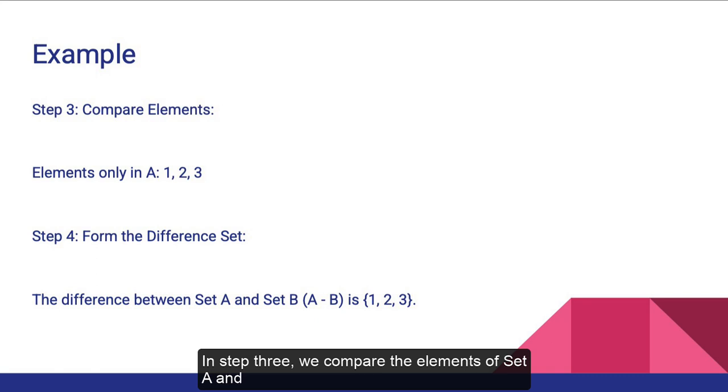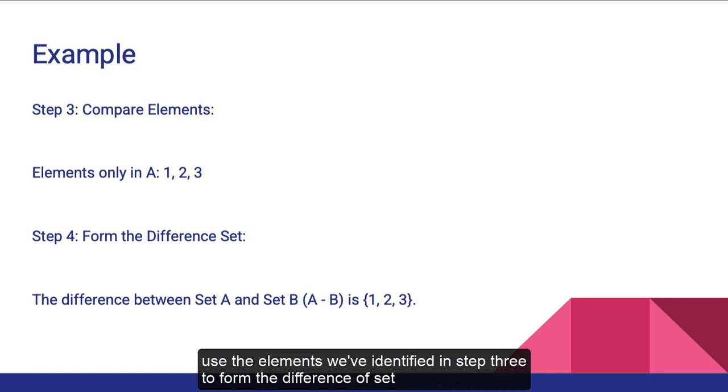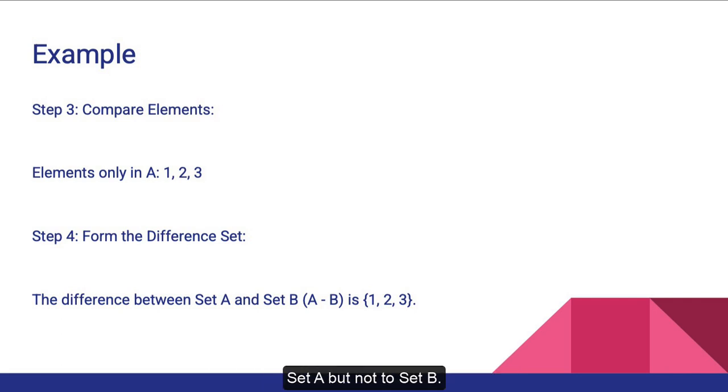In step 3, we compare the elements of set A and set B. Our aim is to identify the elements that are exclusively in set A. Finally, in step 4, we use the elements we've identified in step 3 to form the difference of set A minus B. This set represents the elements that belong to set A but not to set B.